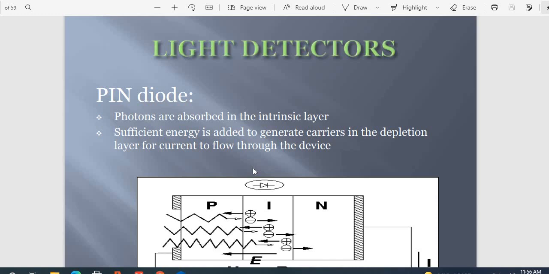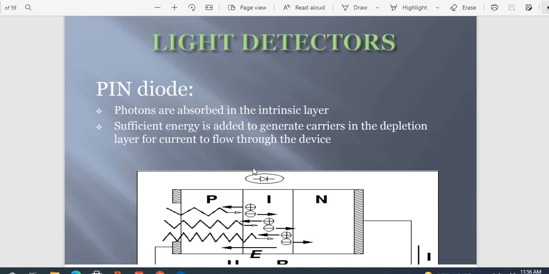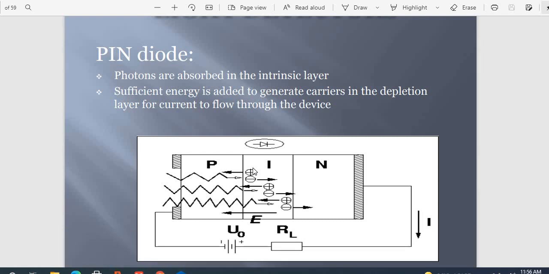Next is light detectors. What is the first light detector, student? It is a PIN diode. So the PIN diode is used for detecting light. So how is the PIN diode working? Just see here in the diagram, there is a P substrate, there is an N substrate. Inside there is a region that we are considering as the intrinsic region.